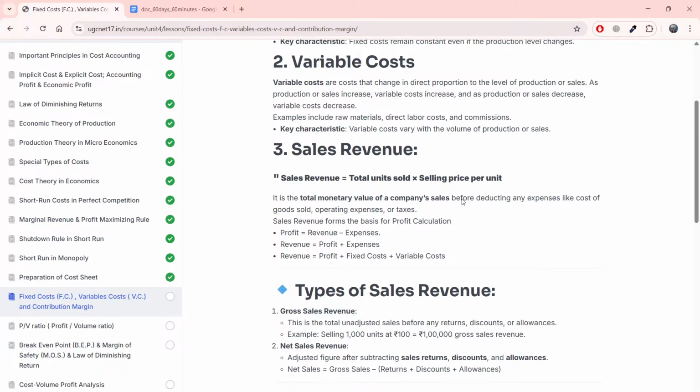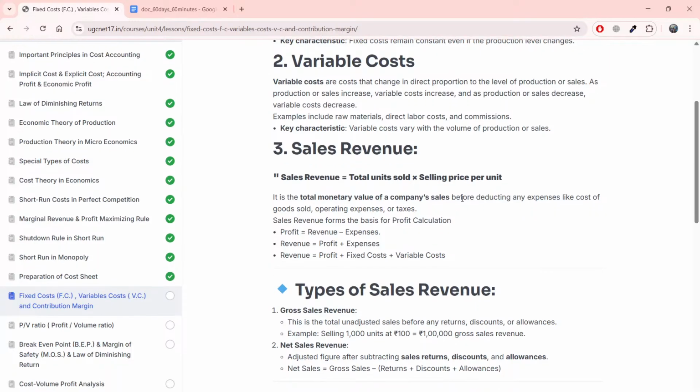Fixed cost, variable cost, sales revenue, revenue minus expenses: we have studied this. Profit is revenue minus expenses. Revenue is equal to profit plus expenses. So revenue is equal to profit plus expenses, which is fixed cost plus variable cost.